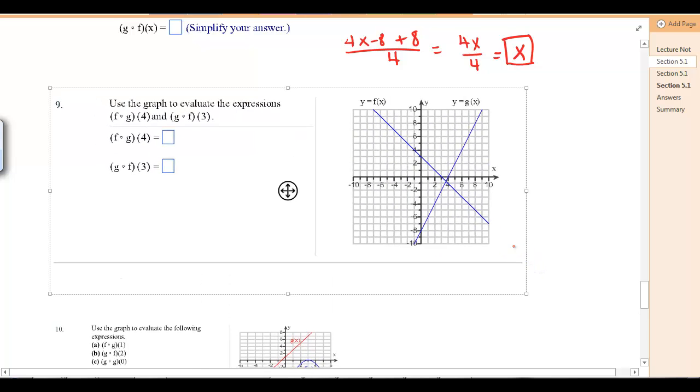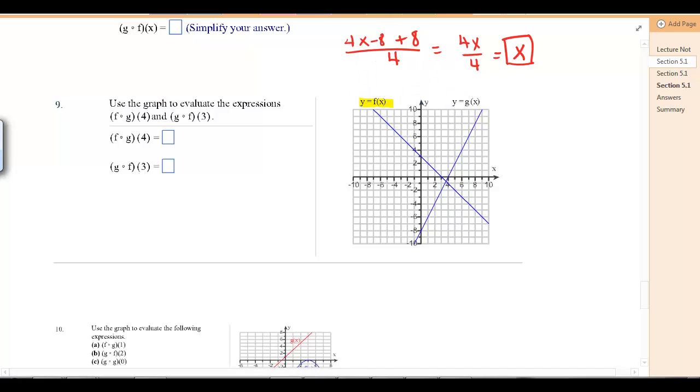All right, now we're going to do the same thing, but we're going to be evaluating on a graph. So we have the same kinds of information. We have an f of x line, and we have a g of x line. So I'm going to just make these colored lines so that we can see where we're going. All right, we are supposed to find f of g of 4. So we want to find g of 4 first.